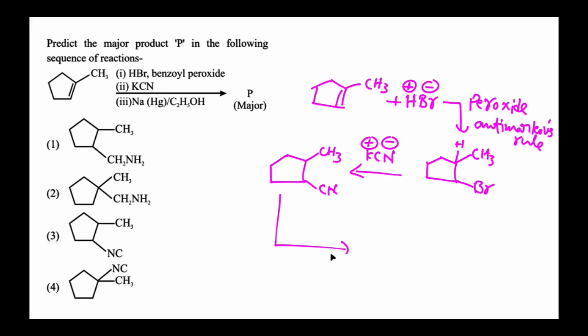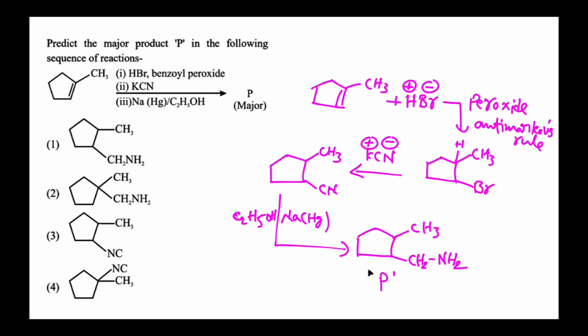Then further it is reacted with sodium amalgam in presence of ethyl alcohol. So this is a reducing agent. The cyanide group will be converted into primary amine. So here the methyl group is as it is, and the cyanide is converted into CH2NH2. So this is the product P, that is the major product. Out of these four options, option 1 is the correct representation.